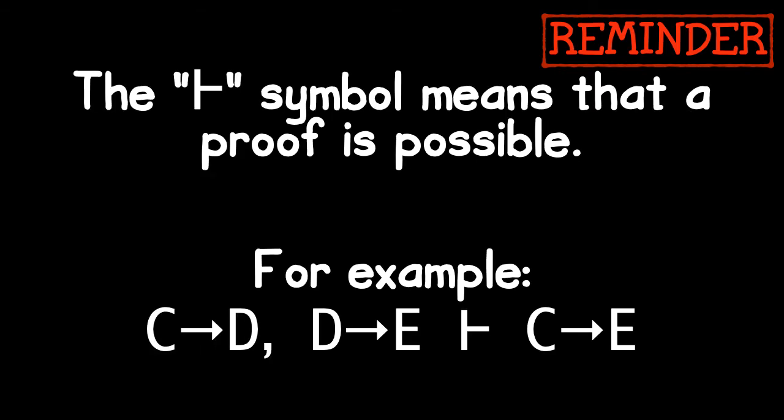And we have this turnstile symbol that means that a proof is possible. For example, in the formula on the screen, it means that there's a proof where we assume C arrow D and D arrow E, and we prove C arrow E.